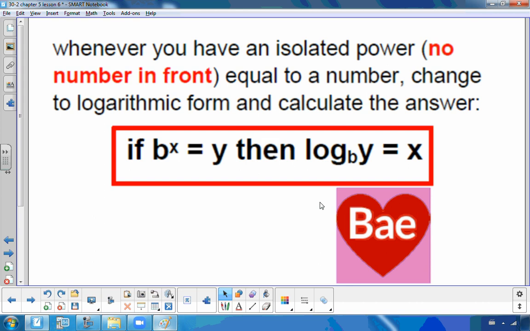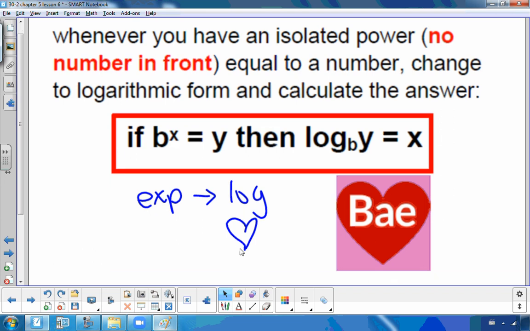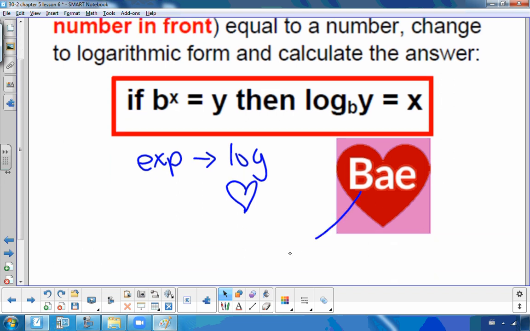If I can't solve an exponential equation using exact values, using common bases, I'm going to use log form. So I love logs, no lie. Because I love them so much, I call them my bae. And that helps me switch from exponential equations to log form. I'm going to use the acronym BAE to help me do that. B stands for base. The base of an exponent and the base of a log are the same. A stands for answer, and E stands for equals exponent.